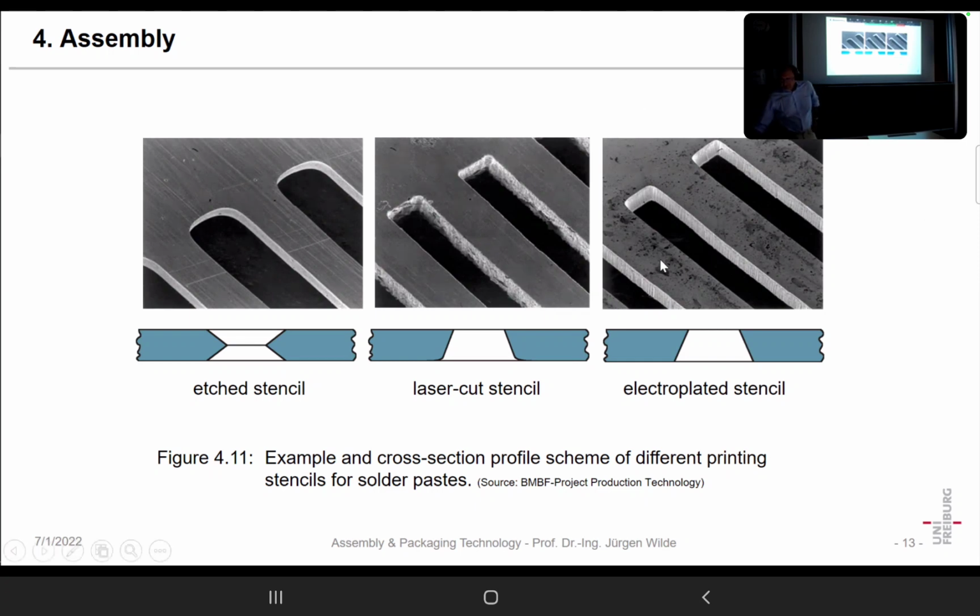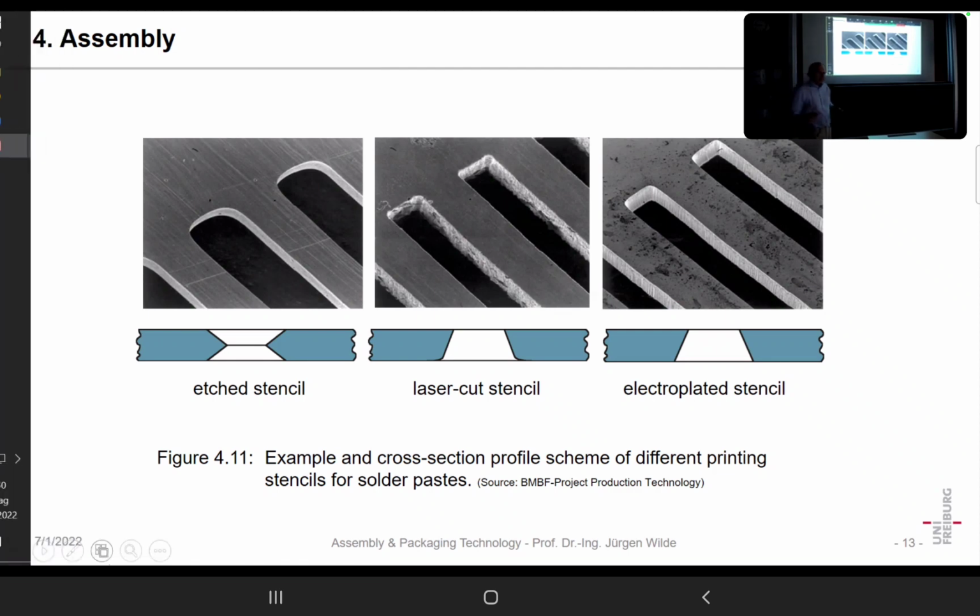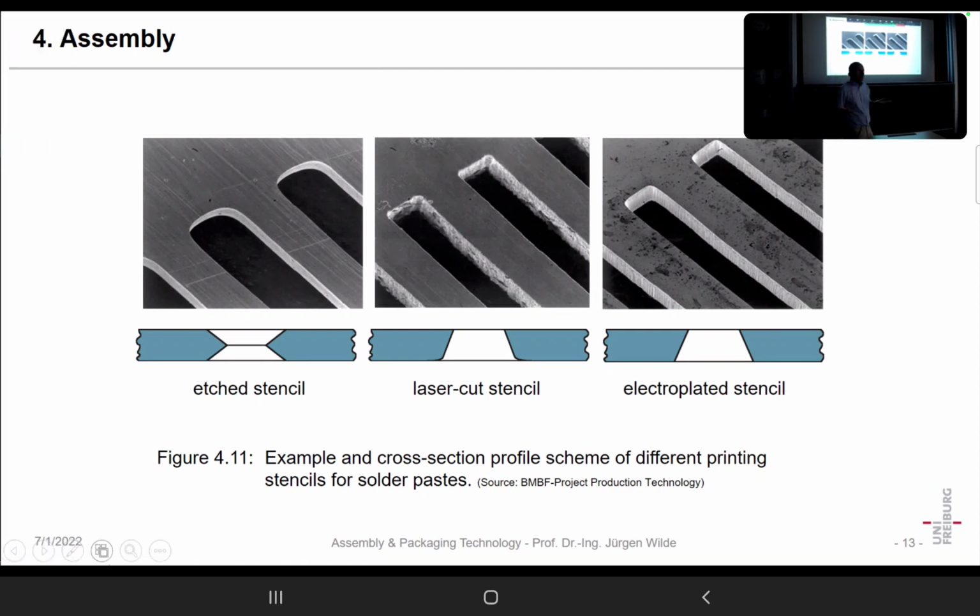What was considered better for some time, but that was quite expensive, was electroplating such a stencil. So you could say it's a semi-additive process, and you build up by electroplating mostly into a mask of some thick resist. You can build that up. Quality is also very good.